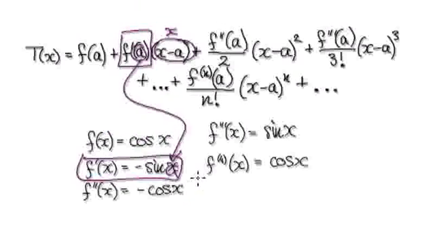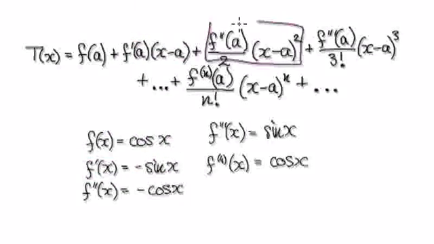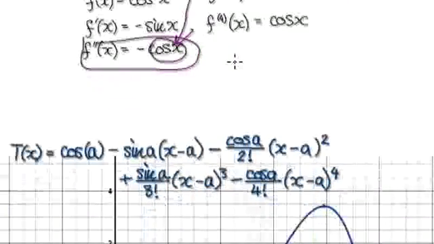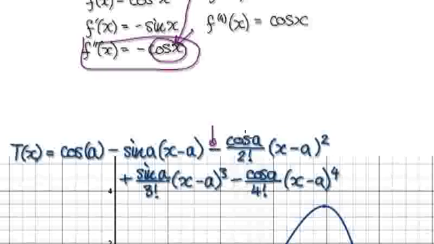And then for the third term here, we would need to look at the second derivative, evaluate it at a. So that would be minus cos of a over 2, remember, and then you've got this thing squared.